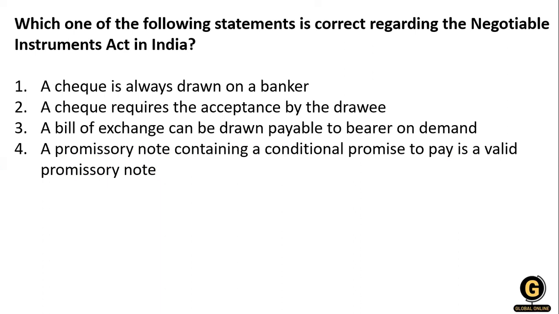Under the Negotiable Instruments Act, a check is always drawn on a banker. That is, you have to encash it with the bank. So the check is always drawn on the banker. This is correct regarding the Negotiable Instruments Act. So option number 1 is right over here.